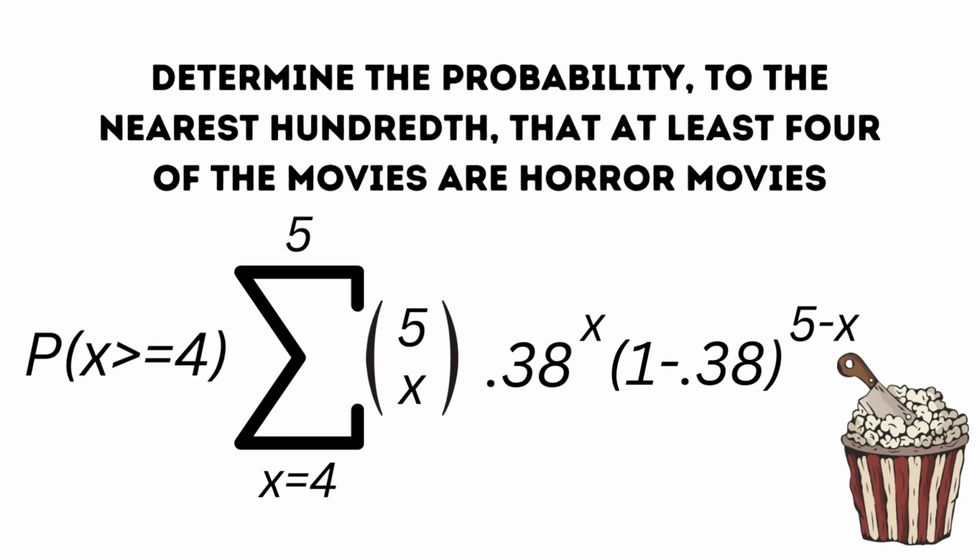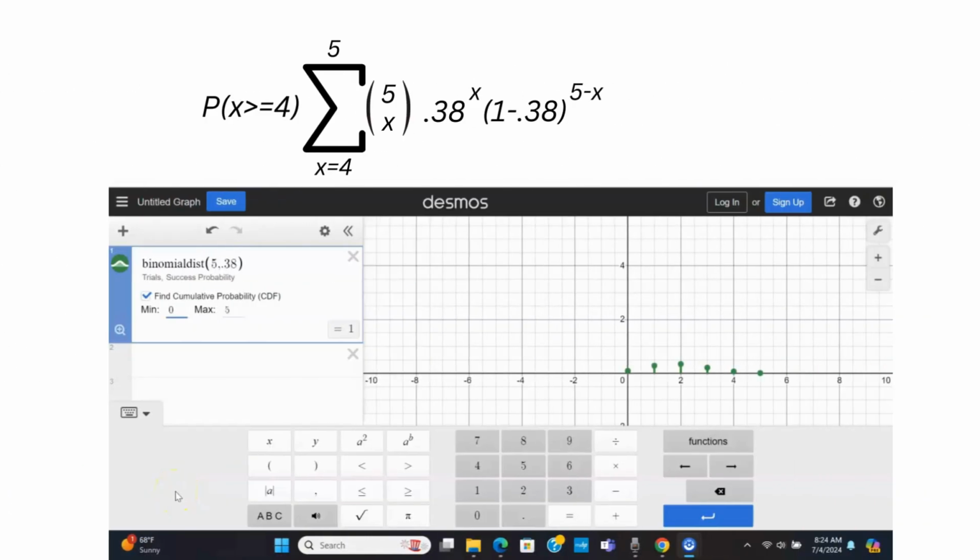All right, in our last example, determine the probability to the nearest hundredth that at least 4 of the movies are horror movies. Now in this case, our x value is going to start at 4, and we're going to accumulate to 5, and that will represent the probability of 4 or 5 movies being horror movies. All right, let's try it on Desmos. So if we want at least 4 of the movies to be horror movies, we're going to set our min to 4, and we're going to set our max to 5, and we would get 0.07 as our answer.